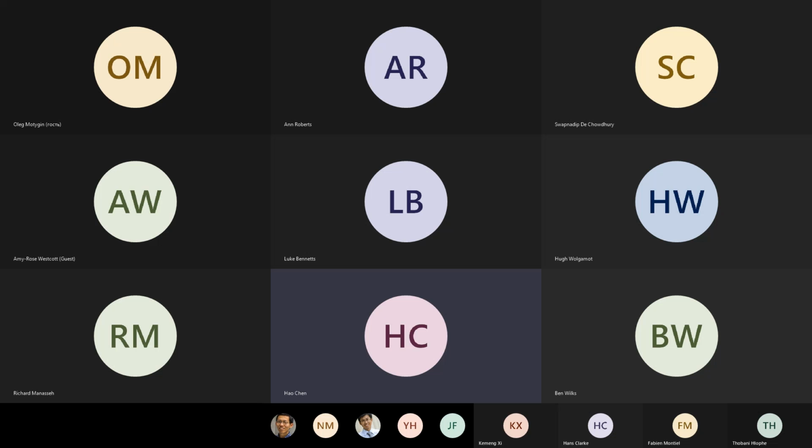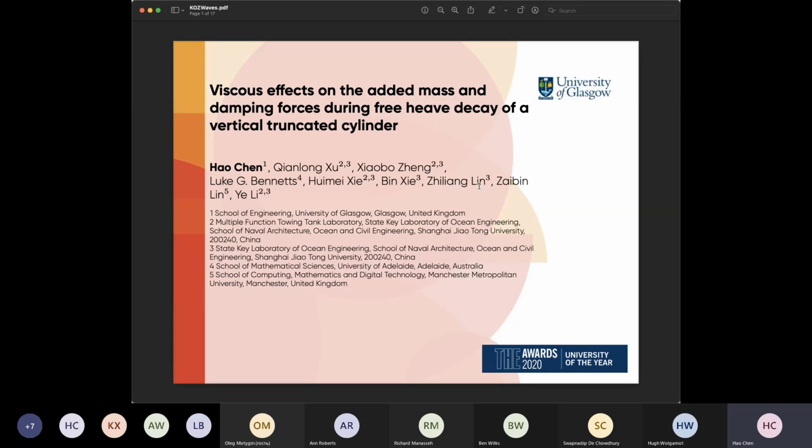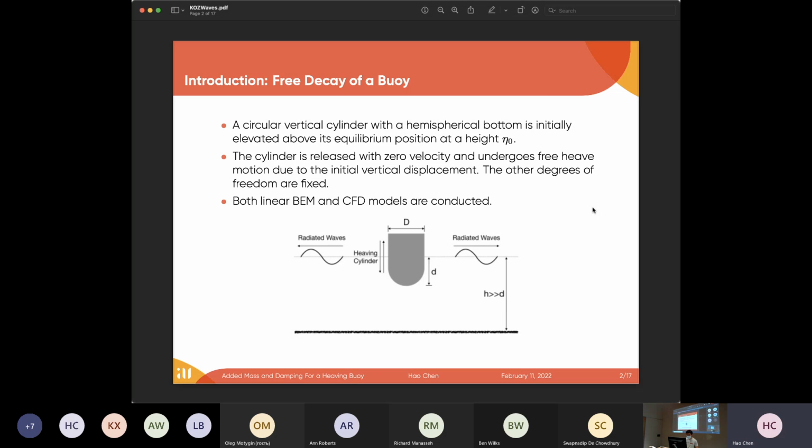This is a collaborative project between some researchers in the UK, China, and also Australia. The configuration for the problem is fairly simple. We have a vertical cylinder with a hemispheric bottom. It is oscillating and then generates some radiated waves. So we want to look at the viscous effects on such a free heave decay of the cylinder.